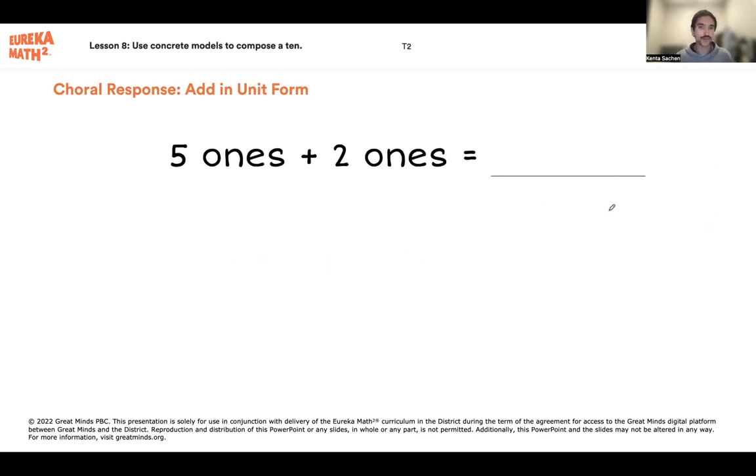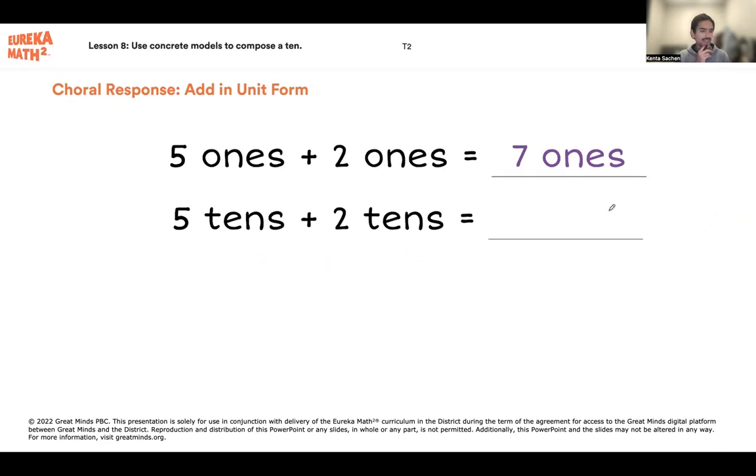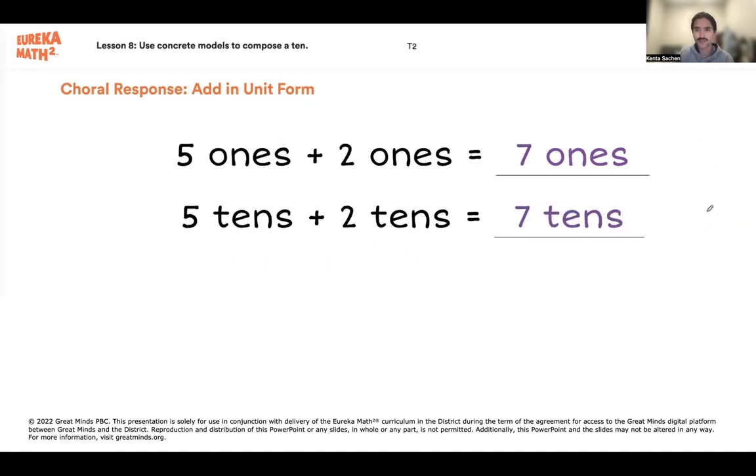How about 5 ones plus 2 ones? What is 5 ones plus 2 ones? Isabella? Yeah, it's 7 ones. Very good, Isabella. 7 ones is equal to 7. About 5 tens plus 2 tens? Liam, what's 5 tens plus 2 tens? 7 tens. And what number is 7 tens? 70.